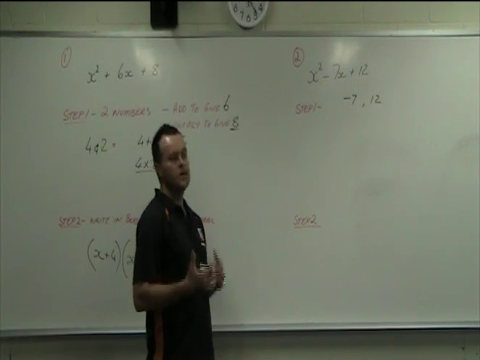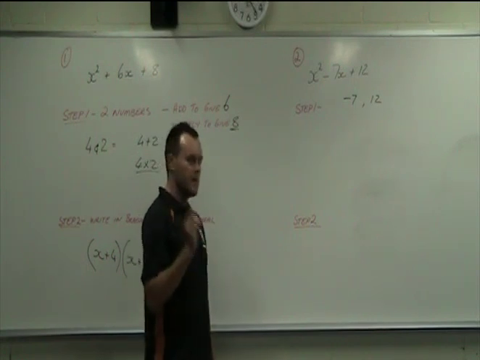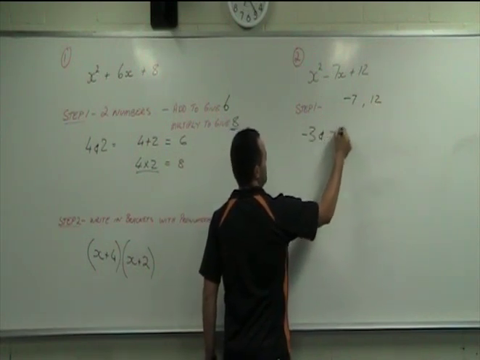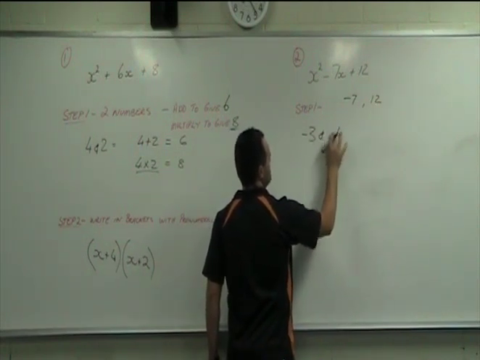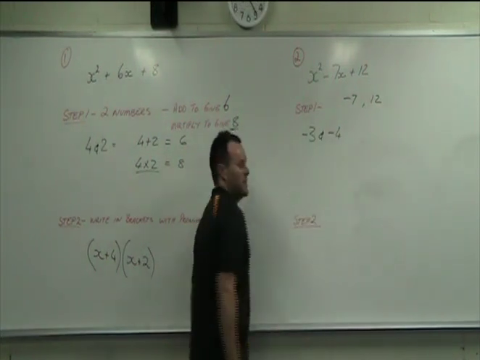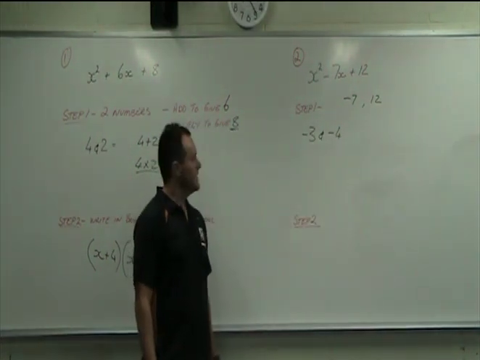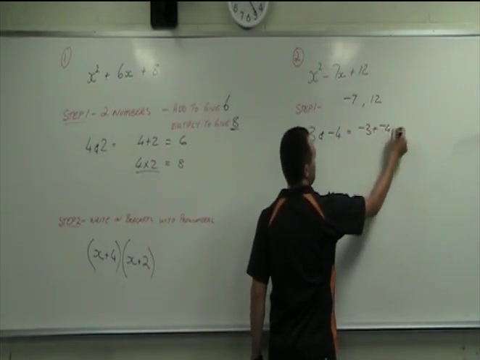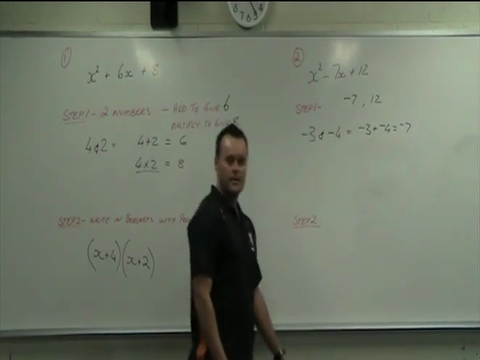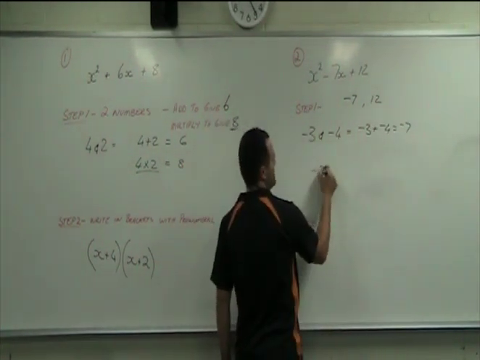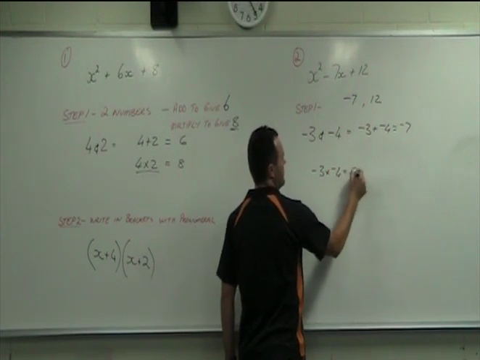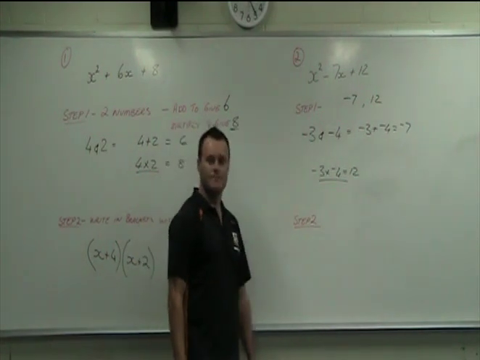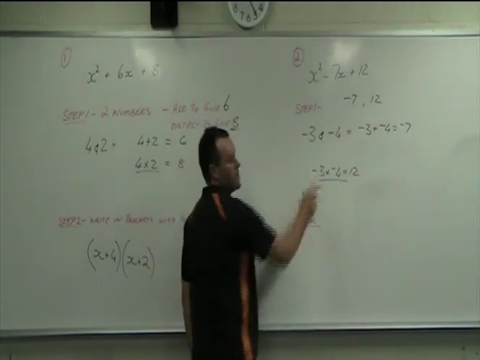You probably tried all those positives once, but hopefully eventually you got to the point where it was -3 and -4. Just write that down. What you would find is -3 plus -4 equals -7, and -3 multiplied by -4 equals 12. So that's exactly what we're looking for. This is a little bit messy, but that's okay. We just want to know those two numbers.